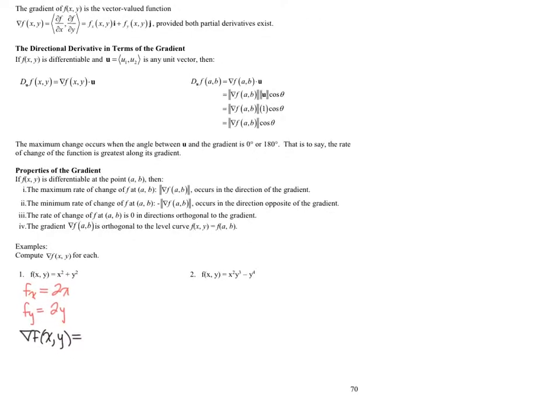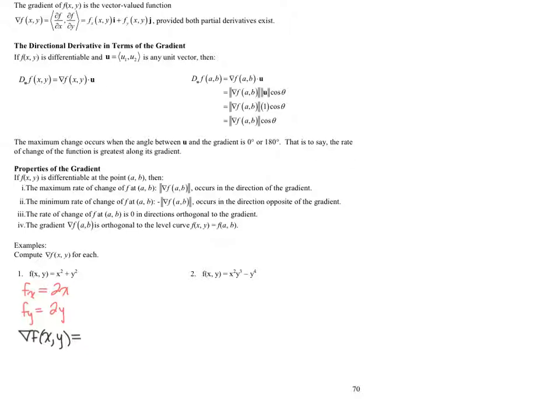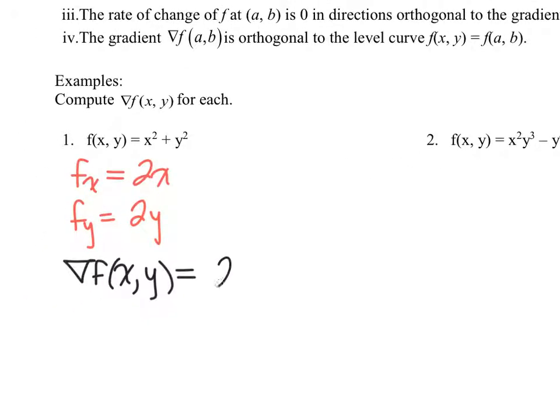But again, if you look at what we're doing here, it's really just partial with respect to x, partial with respect to y. Put it all together, and you have your gradient. So 2x plus 2y. Del. Del for short.